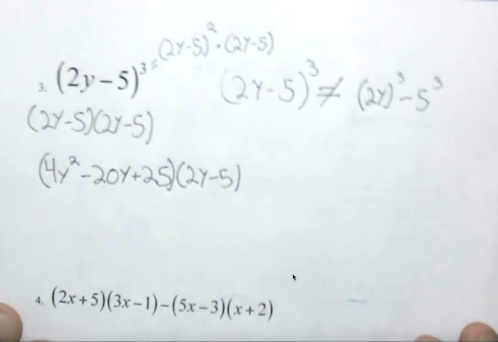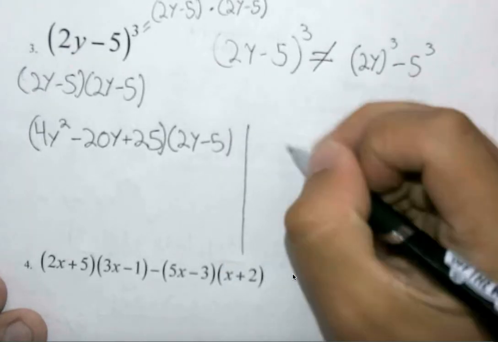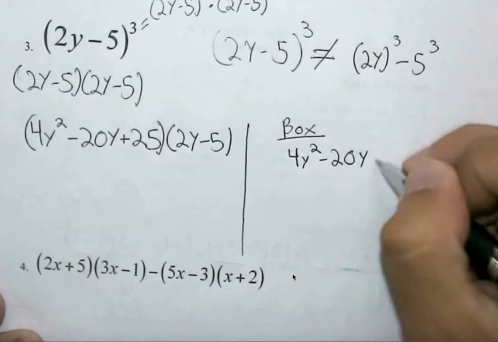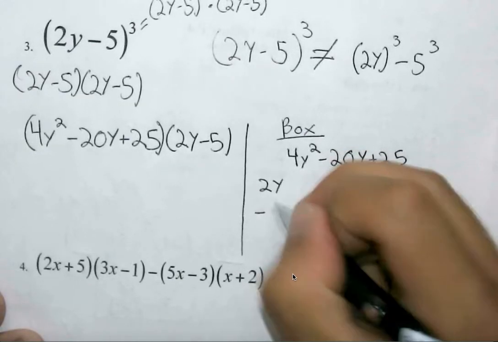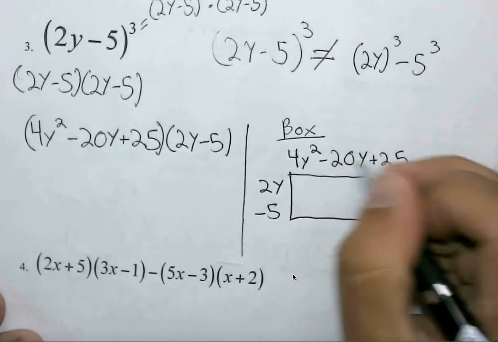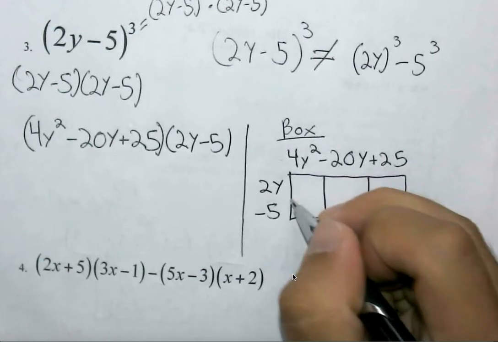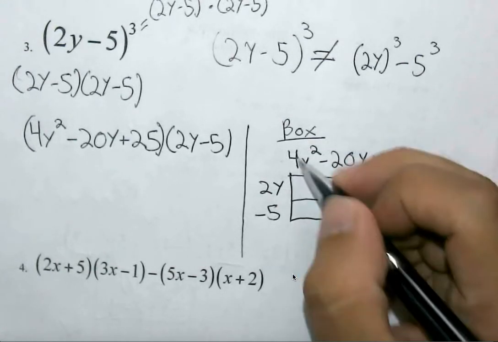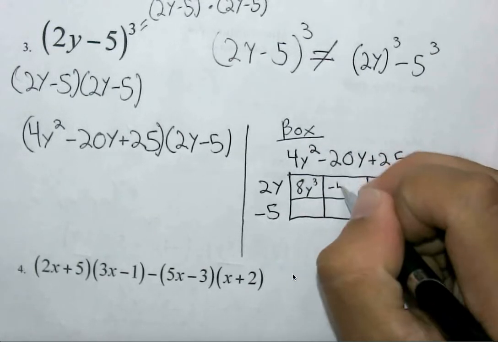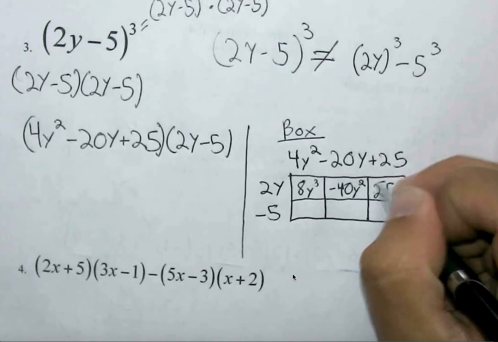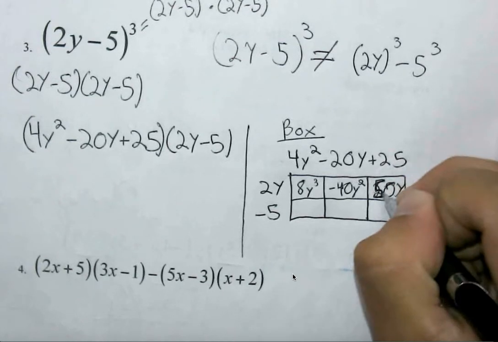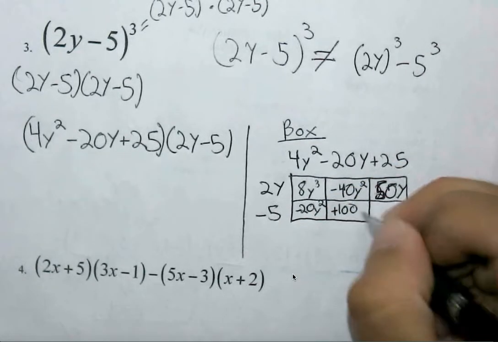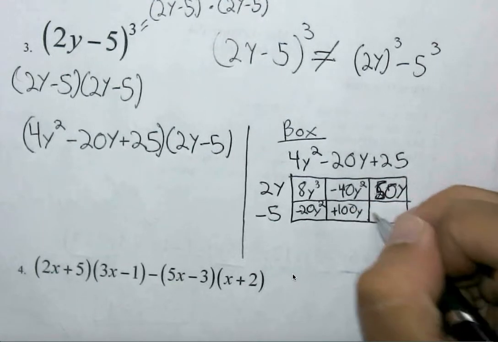And this I'll actually show box method on. So we have this. I'll rewrite it over here. So this is using box method, where we have 4y squared minus 20y plus 25 multiplying with 2y minus 5. So we have 3 terms up here in the top, so I'll make sure that there are 3 columns. 2 terms on the side, so make sure that there are 2 rows. Taking products in all of these, 2y multiplying with 4y squared, 8y to the third, deducting 40y squared, adding on 50y, subtracting 20y squared, adding on, careful here, negative times a negative, 100y, finally concluding with deducting 125.